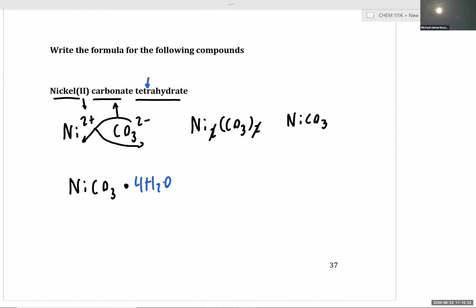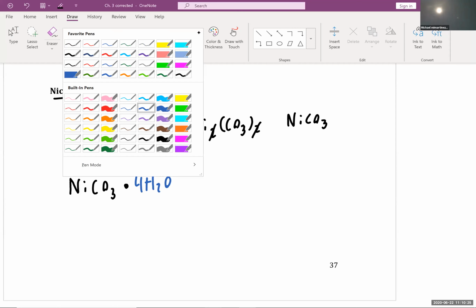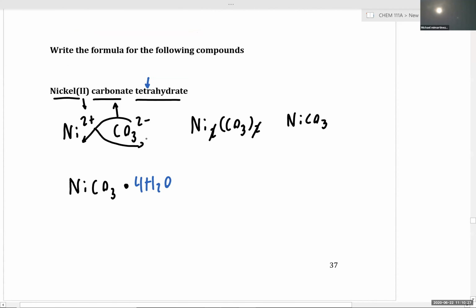Any questions on these examples? The reason why we don't put parentheses is that if there's just one of a polyatomic ion, you don't need to specify the number. Just like, for example, a subscript of 1 isn't included, right? I mean, it's not entirely wrong if you want to put carbonate in parentheses, but typically if there's only one polyatomic ion, we don't put it in parentheses. Does that make sense? Perfect.